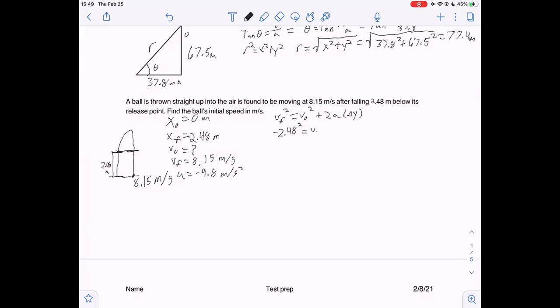We're looking for initial velocity plus 2 times negative 9.8 times negative 6.48 minus 0. So now we multiply out. So 2.48 squared, you know that's 6.15, is equal to v naught squared.